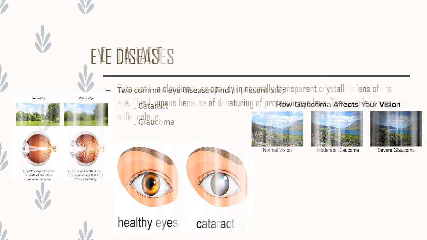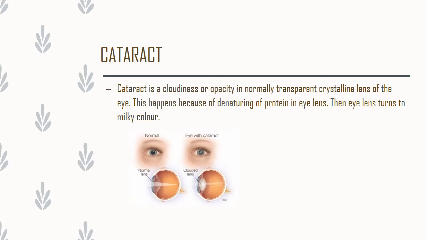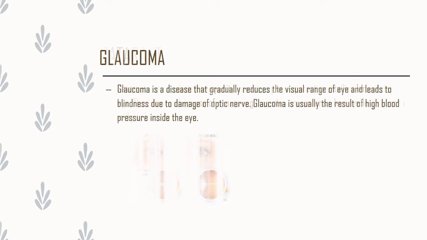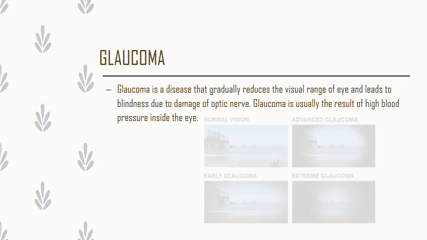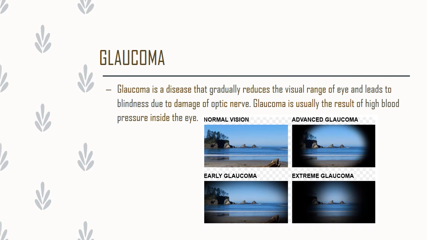Let's talk about eye diseases. There are 2 common eye diseases. They are cataract and glaucoma. Cataract is a cloudiness or opacity in the normally transparent crystalline lens of the eye. This happens because of denaturing of protein in the eye lens. Then the eye lens turns a milky color.